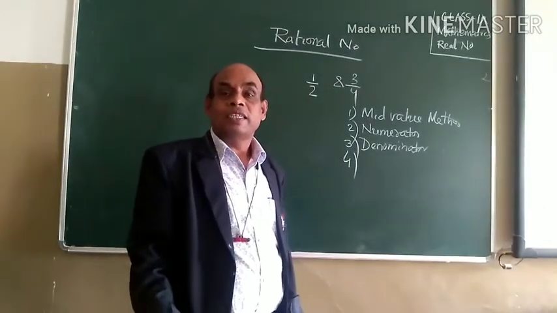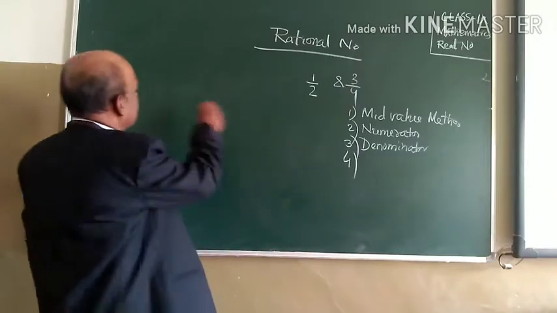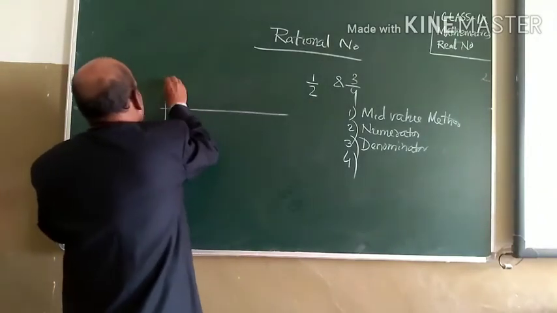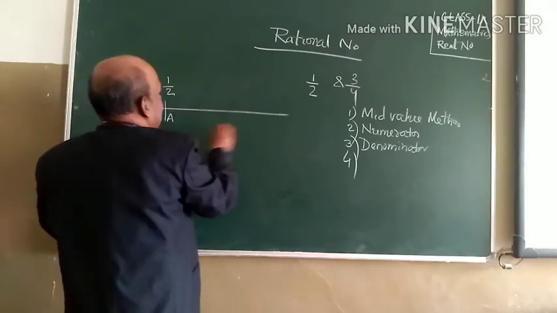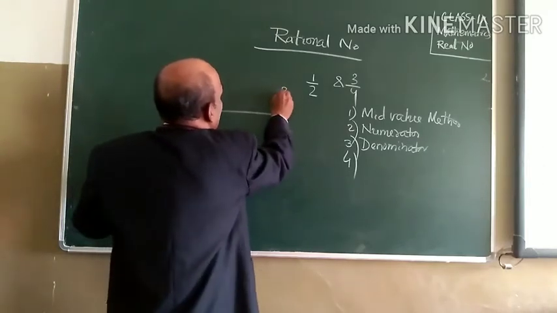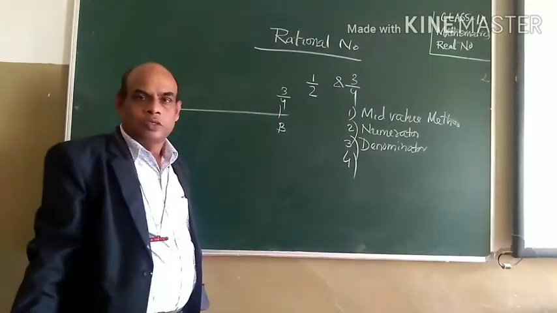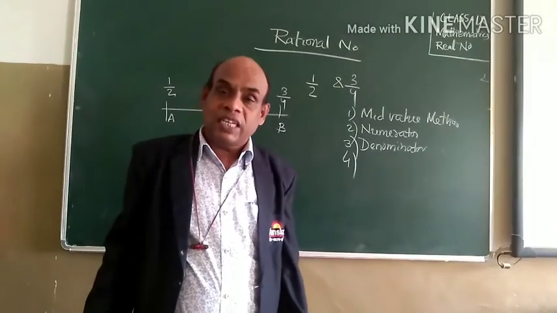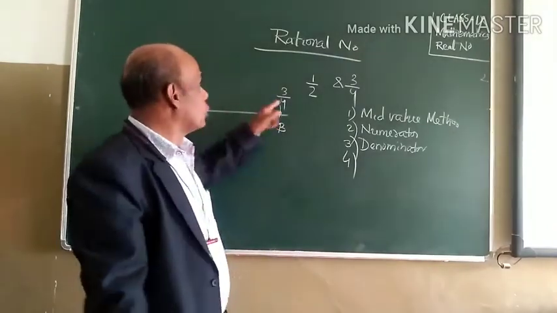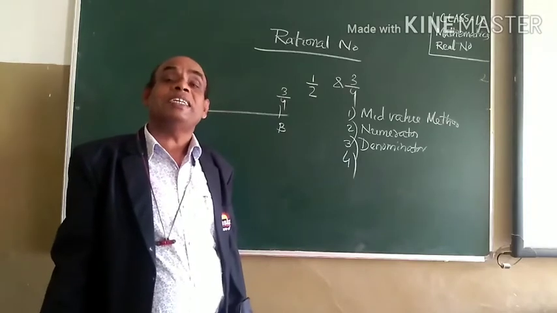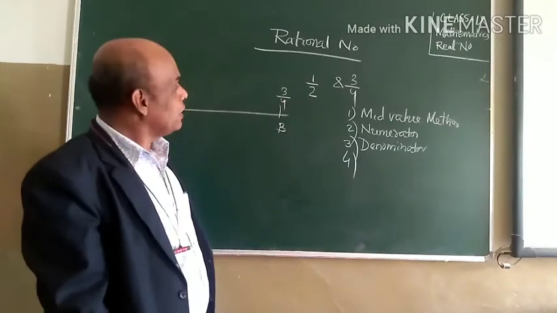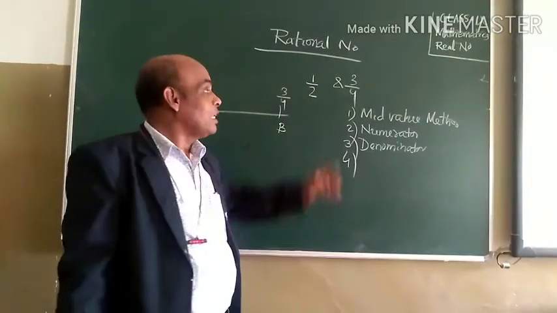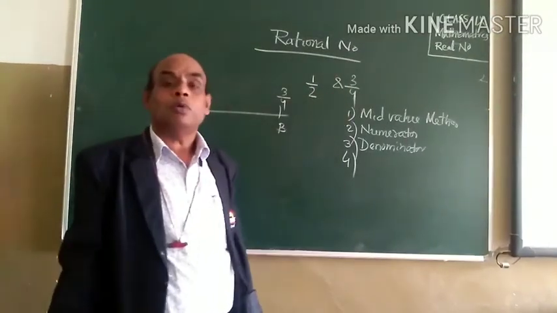Mean value method, again I am telling you. Suppose here one number is 1 by 2, let it be A, and B is 3 by 4. The question is how to find the rational numbers in between the two. My question is to find two rational numbers in between. So the first method is the mean value method.